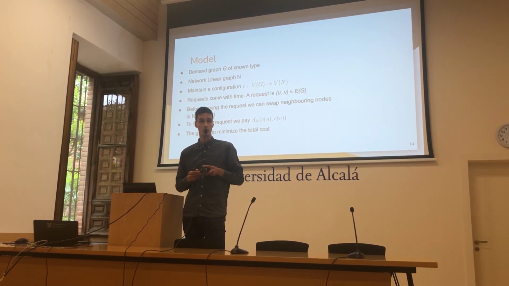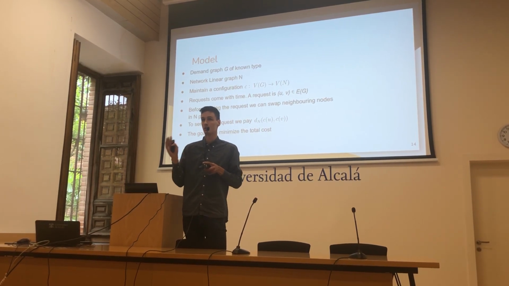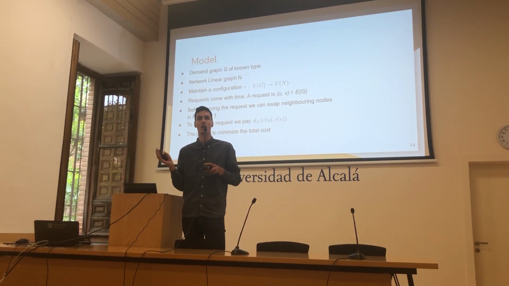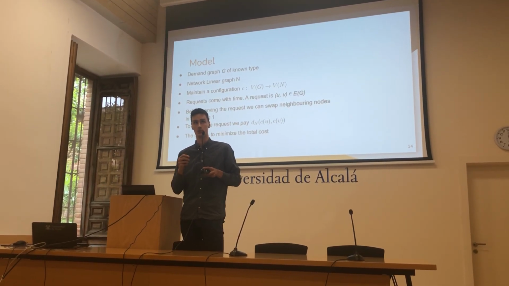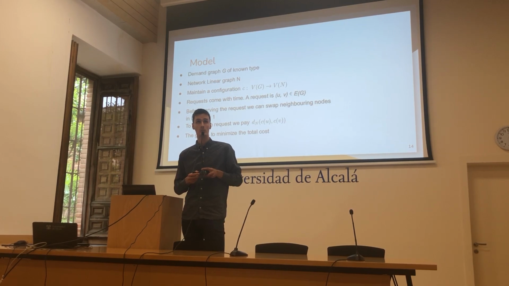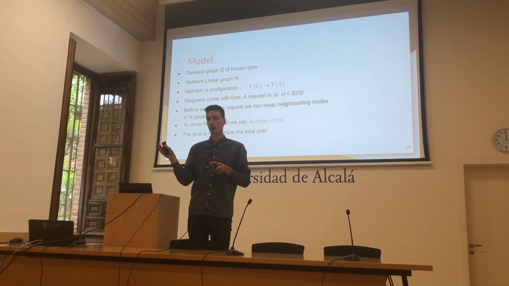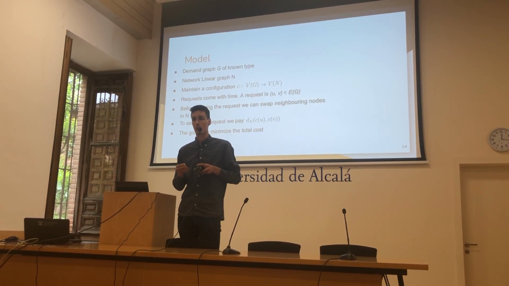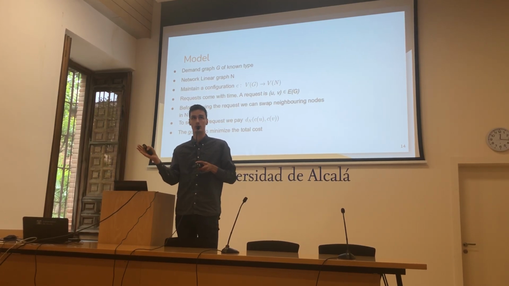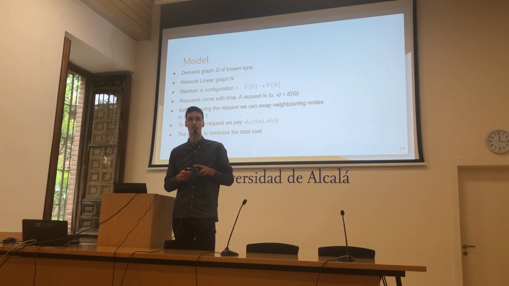We say that it is of known type, meaning of known family, like tree, click, cycle, etc. We also have a network linear graph, which is known. We maintain a configuration, so we place servers on the line one way or another. And requests come with time. A request is a message sent from one server to another, so it can be viewed as an edge of the demand graph.